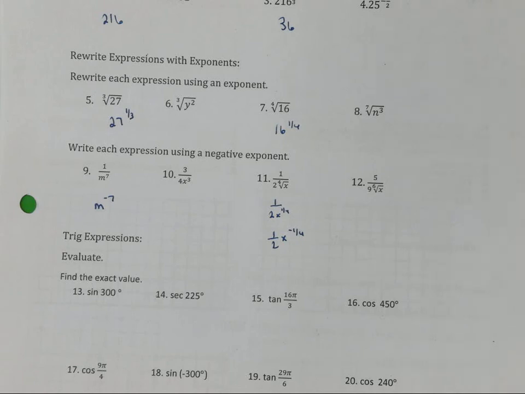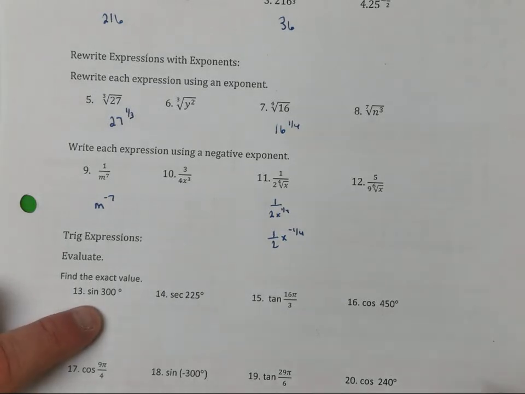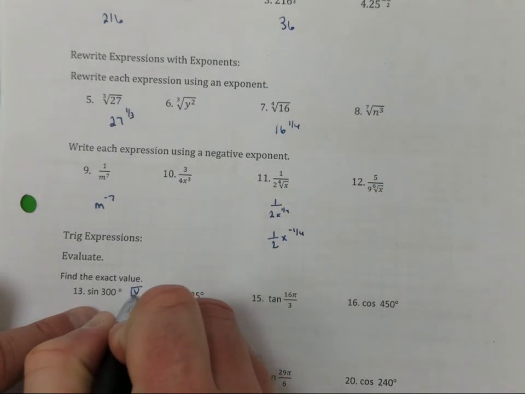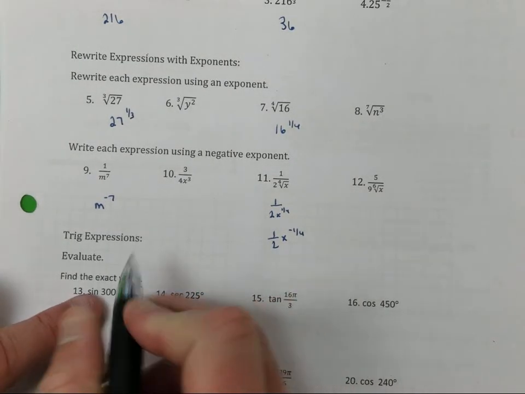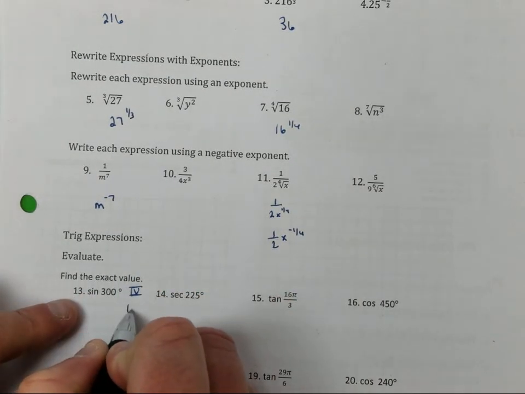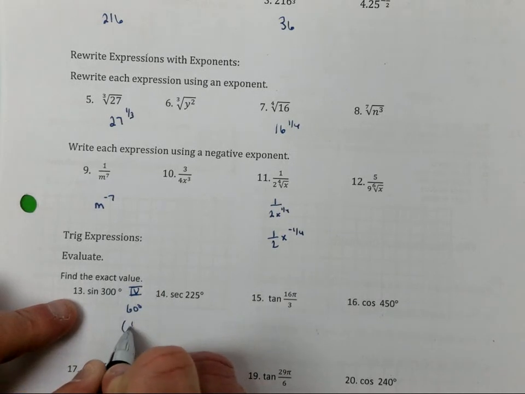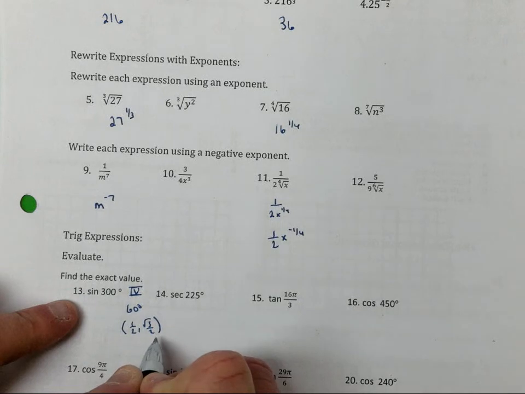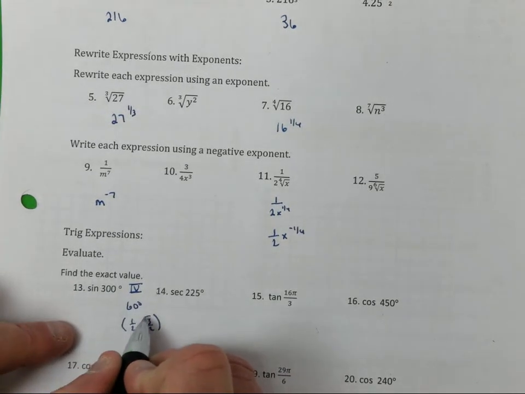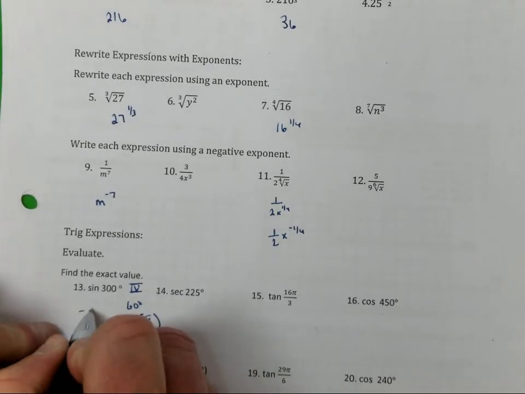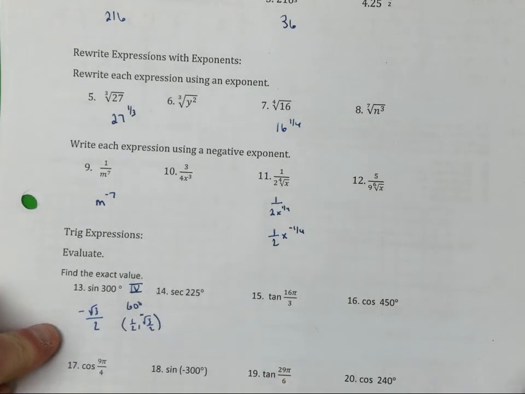Alright, let's look at our trig expressions. 300, that is in quadrant 4. Quadrant 4. 360 minus 300 is 60 degrees. Your ordered pair associated with that reference angle is this. In quadrant 4, your y is negative. You want the sine that says negative square root of 3 over 2.